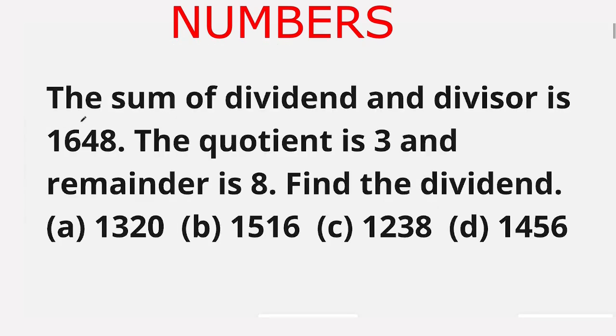Our question is, the sum of dividend and divisor is 1648. The quotient is 3 and remainder is 8. Find the dividend. The given options are option A 1320, option B 1516, option C 1238, option D 1456.